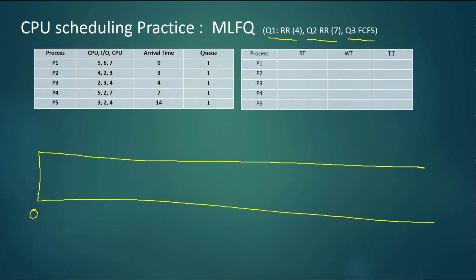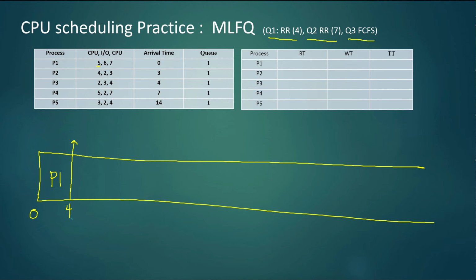So let's get started. We start with P1, whose first CPU burst is 5 time units. P1 is going to go, but it's not going to get to go for its complete 5 time units, because Q1 is round robin with a time quantum of 4. So at time 4, P1 is going to be preempted.